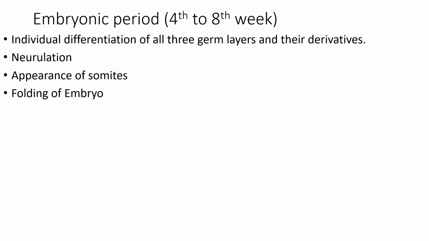The embryonic period extends from the fourth week to the eighth week of intrauterine life. At the end of the third week, we have seen that there is formation of a trilaminar germ disc by the process of gastrulation. Now, in the embryonic period, that is from the fourth week, individual germ layers will start differentiating and will give rise to various structures. So in the embryonic period, we will see the differentiation of all the three germ layers with their derivatives.